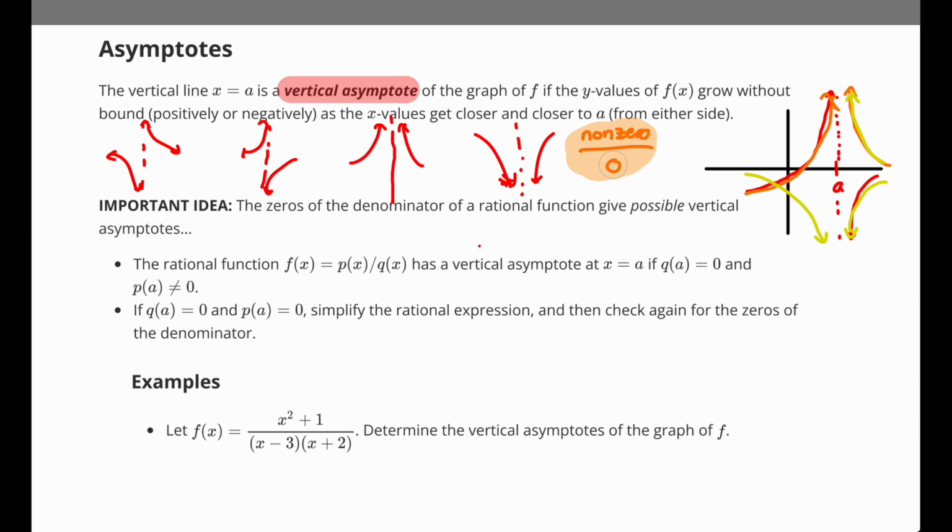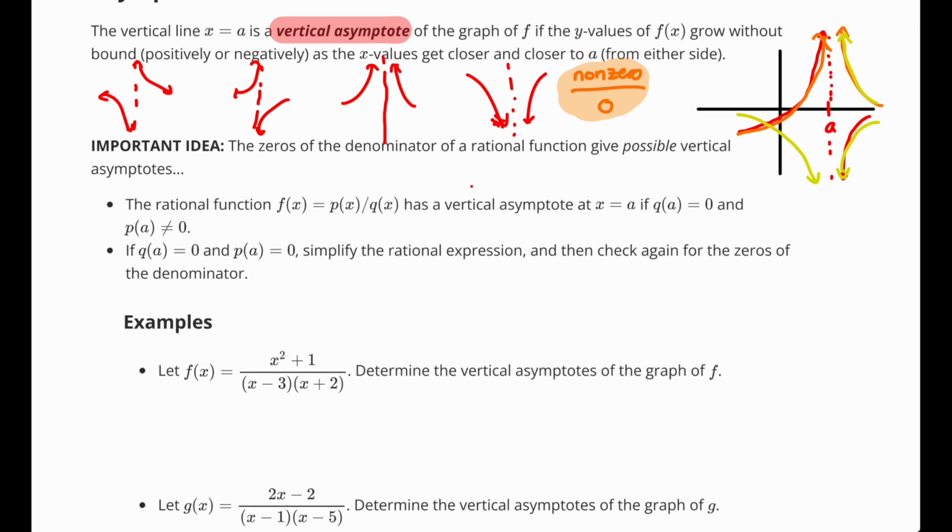If it is 0 over 0, that's going to be a hole. That's going to be talked about in a different section, so we don't really need to worry about it here. We just need to know that it's not actually an asymptote if that happens. Let's actually look at some graphs to understand this a little bit more.